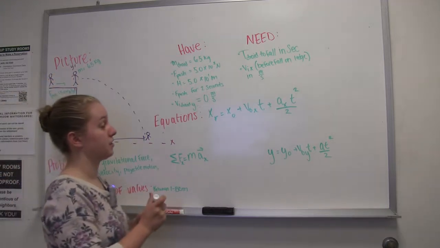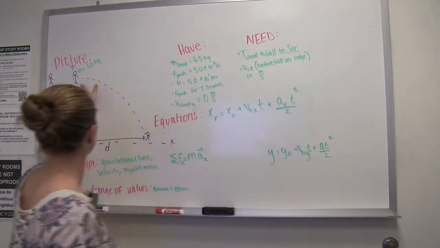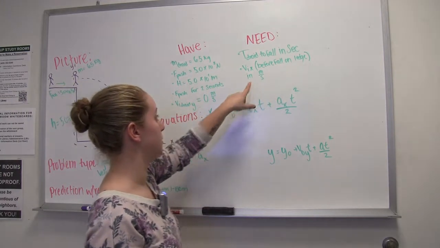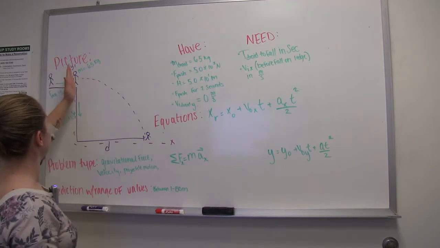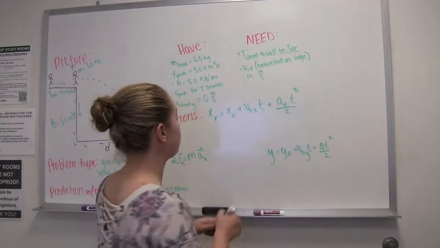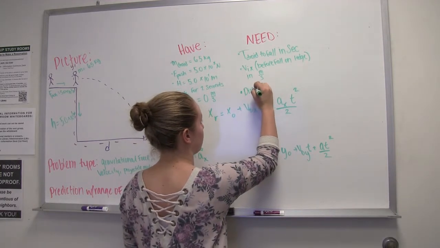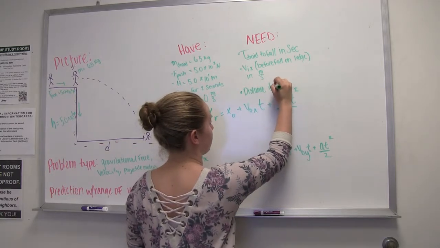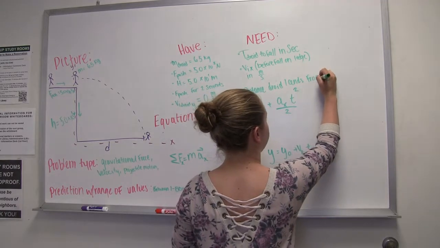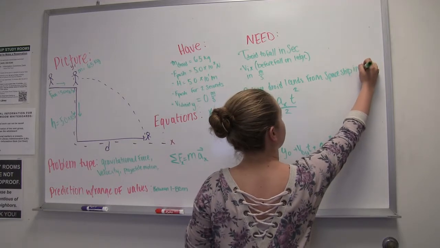A couple of things that I need to solve the problem are the time the droid takes to fall in the y direction, in seconds, and his initial velocity in the x direction before he falls off the ledge, in meters per second, at this point right here. And I will need his final value, the final distance the droid lands from the spaceship, in meters.